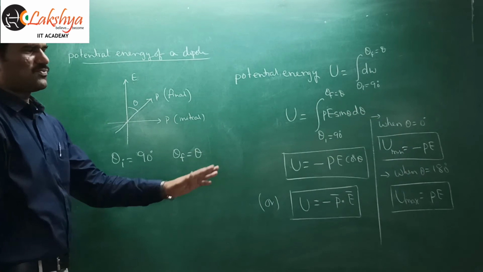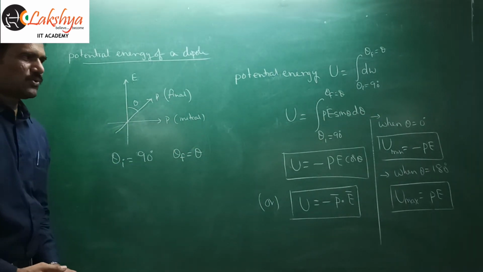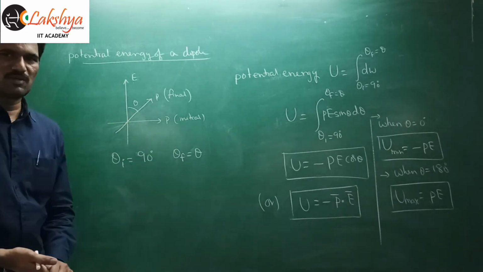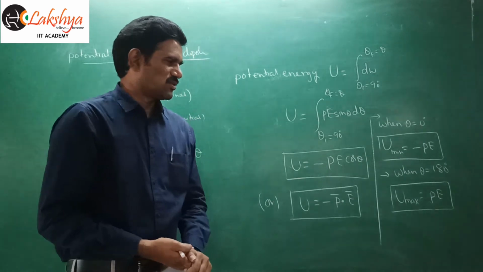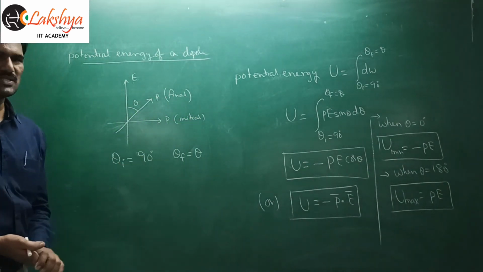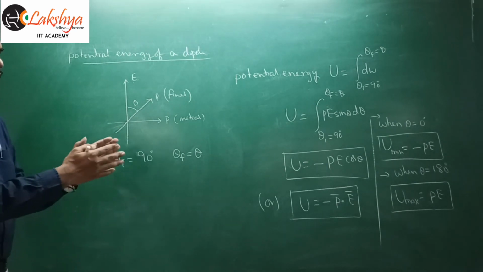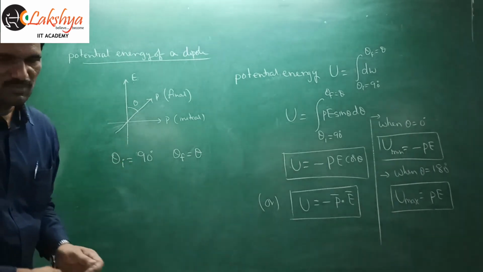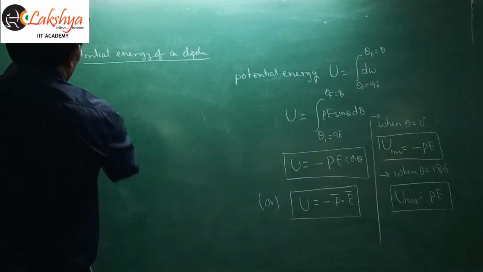This is the maximum potential energy. Theta is 90 means we can set it as a reference, so that value will be 0. So when theta is 0, the potential energy of the system is minimum, which is minus PE. When theta is 180 degrees, the potential energy of the system will be plus PE, which is the maximum value. Actually we can represent all those conditions in a simple diagram. So let us see this.